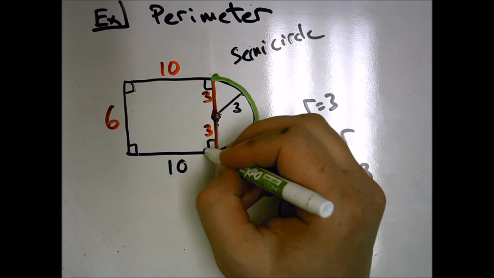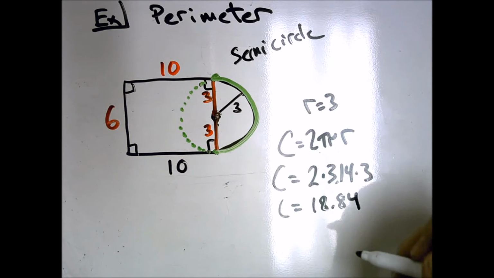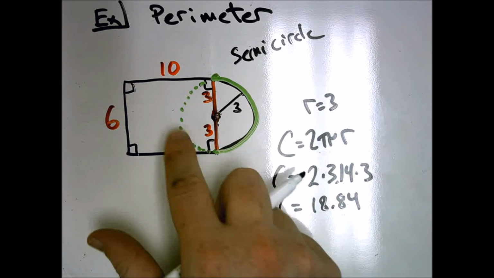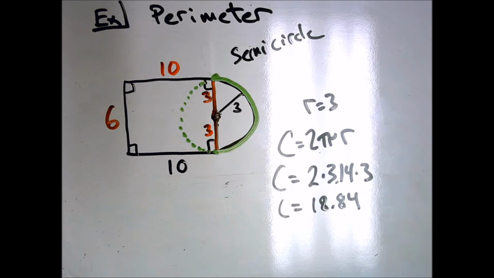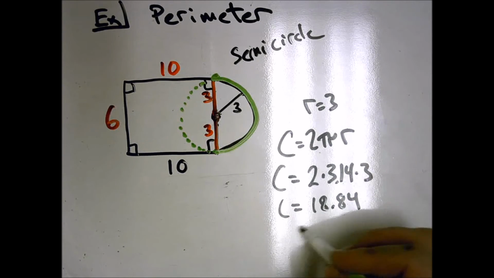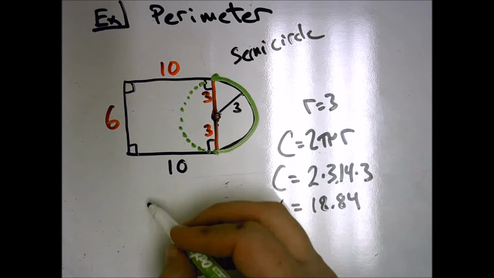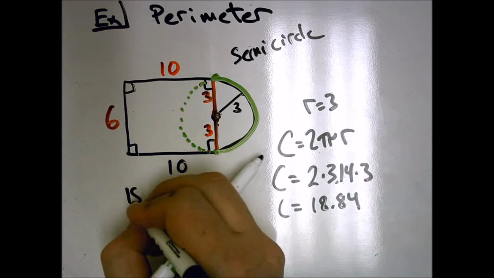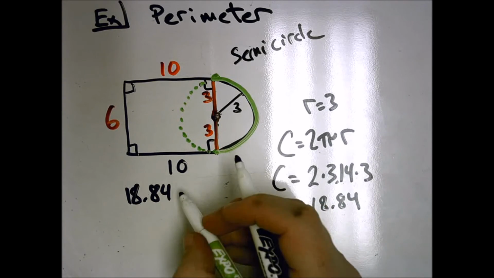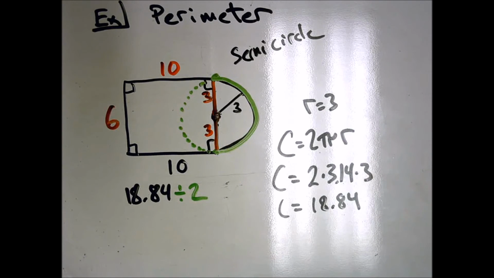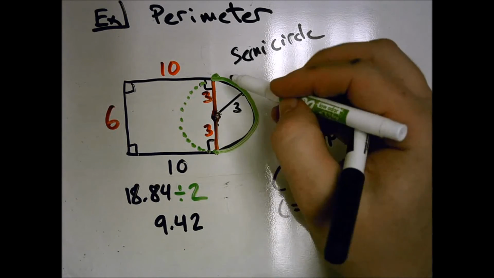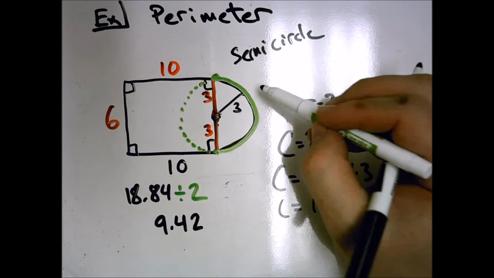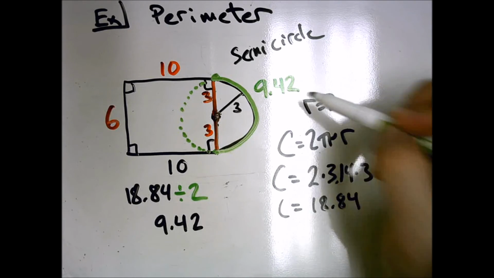Imagine the dotted line here. The circle goes the whole way around. We actually don't use that part at all because it's not on the perimeter of the shape. We only are using half of it, right? So divide that circumference in half. 18.84 divided by 2. And you get 9.42. So the length of this arc here, this semicircle, is 9.42.